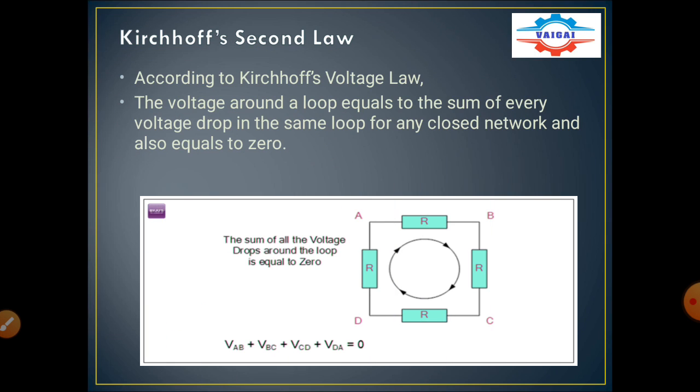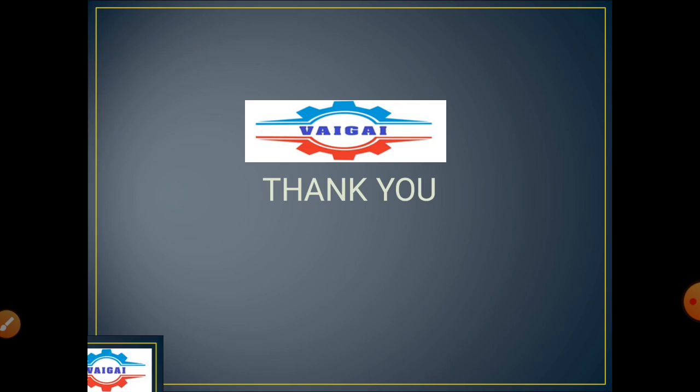And second one is Kirchhoff's voltage law. Kirchhoff's voltage law states that the sum of all the voltage drops around the loop is equal to 0. It is only applicable for a closed network. This is the diagram for Kirchhoff's voltage law. Thank you.